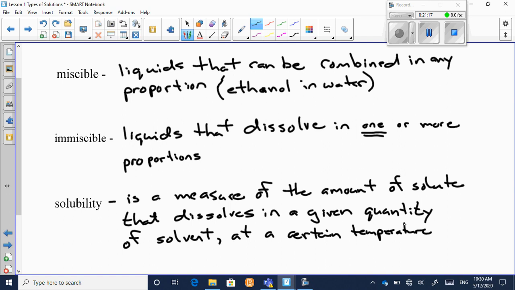And it has to be based on a certain temperature, because the higher the temperature, typically the more that will dissolve if it's a solid into a liquid. Now, that's not always the case. When you're talking about gases, it actually changes, but it's the amount of the solute that can go into a solvent, and it's usually given to you in grams per milliliter. But it could also be given to you in moles per milliliter as an indication of the solubility.